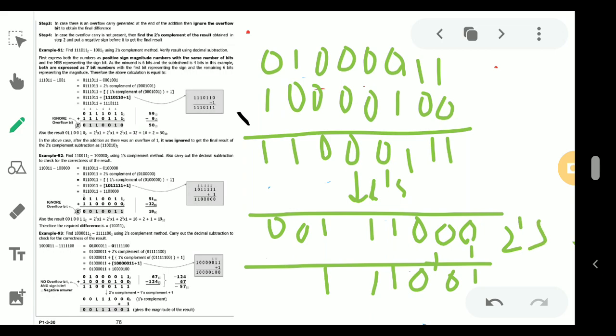But what do you have to do? We have to give a negative sign over it to get the final answer. So this is how we can do the 2's complement subtraction. I hope the 1's complement and 2's complement subtraction rules are clear to you.